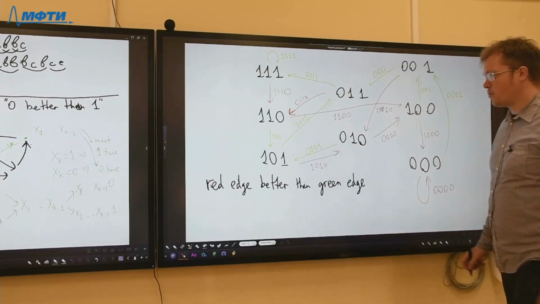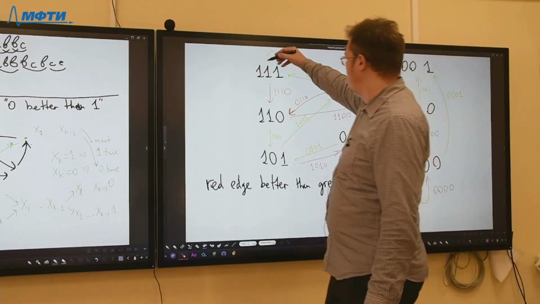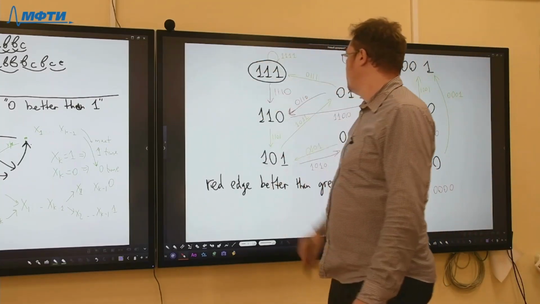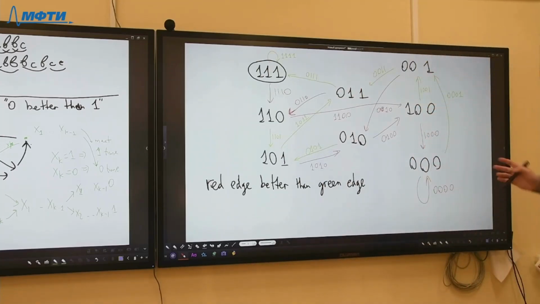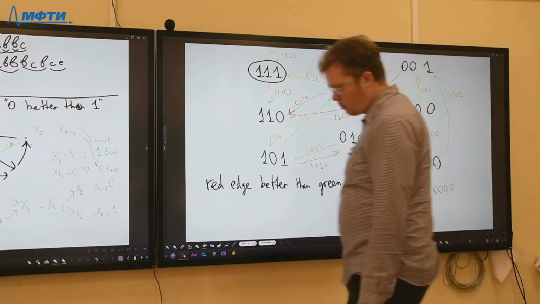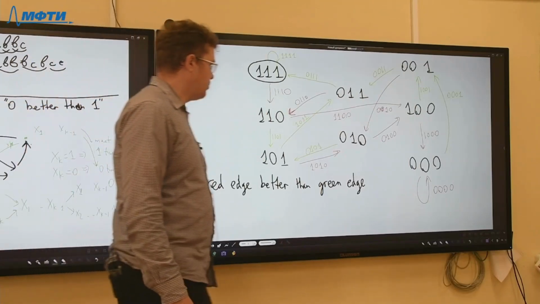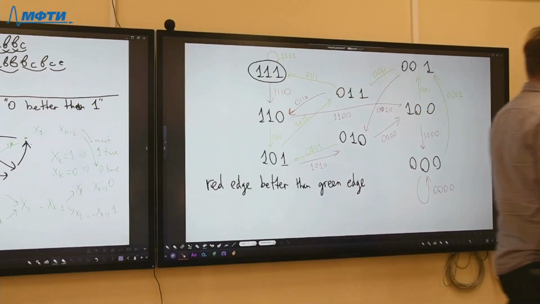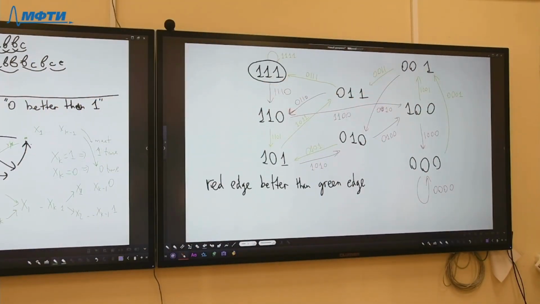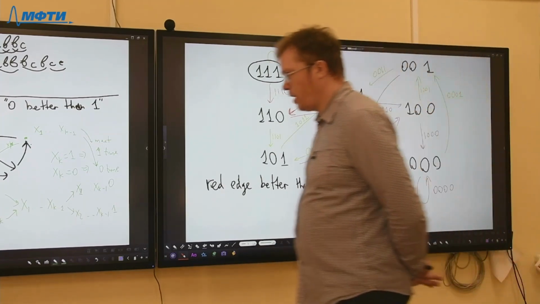So we start from this vertex and go through the rule: if we can go out using the red edge, then we use the red edge, and if we cannot use the red edge, we use the green edge. Okay, can we prove that we go through all the edges of this graph? So if we use this algorithm, then we will go through all the edges of the graph.